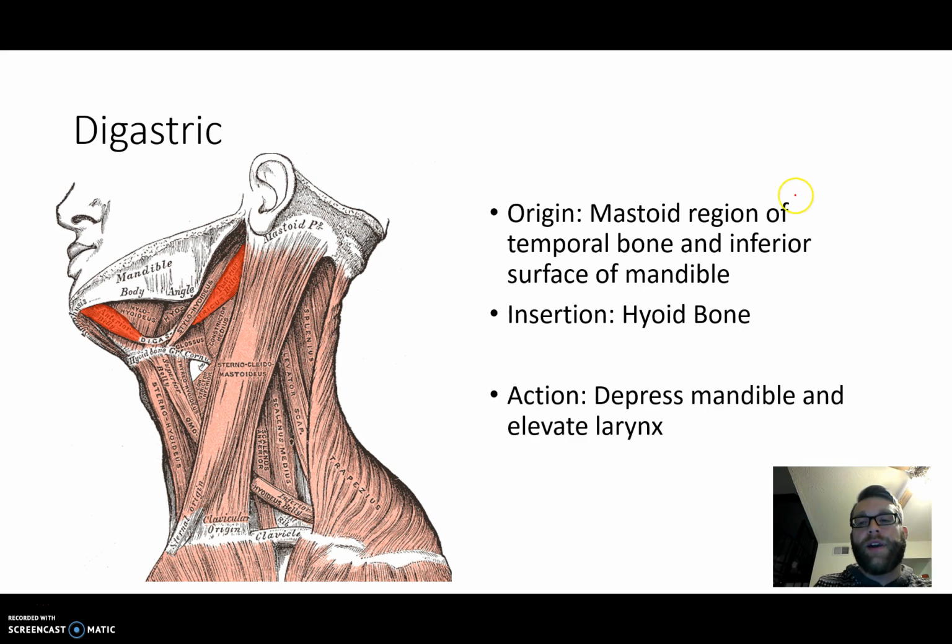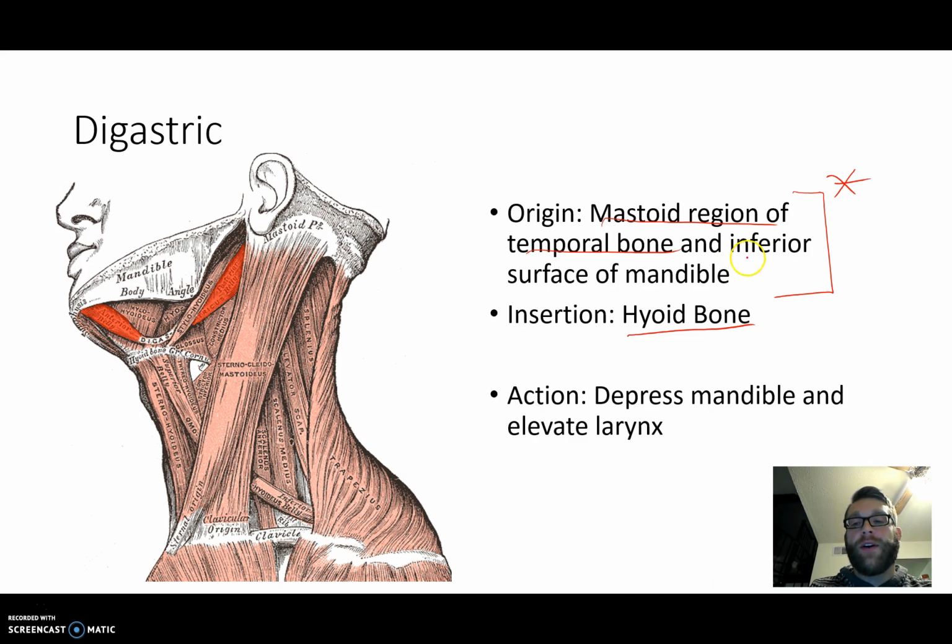So its origin point, again, you need to know that it's the mastoid region of the temporal bone and the inferior surface of the mandible. It's got those two, and its insertion is the hyoid bone. One thing to know on your practical: when there's more than one origin, insertion point, or action, you need to identify at least one of these on your test. So if I ask you for the digastric and the origin, you can say mastoid region of the temporal bone, and that will get you the points.